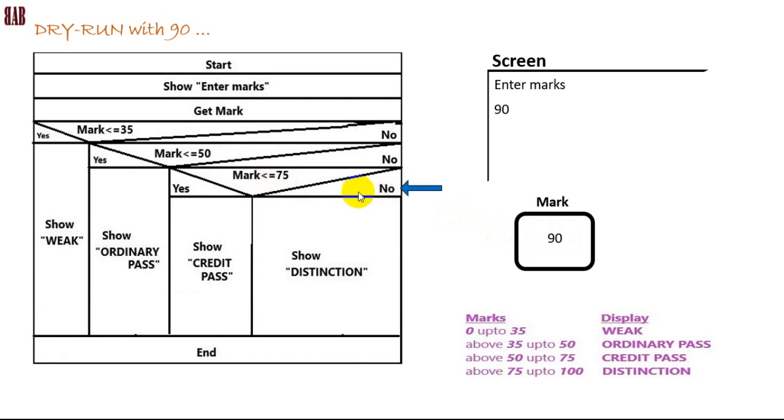So it will come to the no side. And on the no side, we have show distinction. So it will say distinction and then come to the end. So as you can see, if you put 90, which happens to be in this value, above 75 and up to 100, it should say distinction. That's exactly what it is doing.